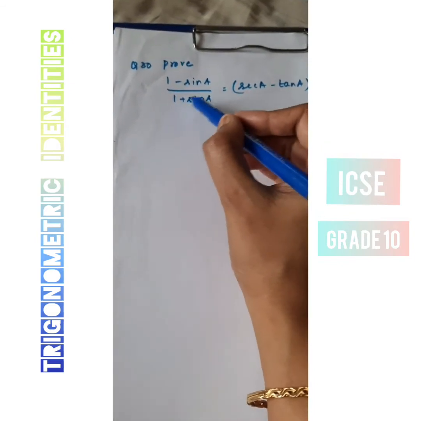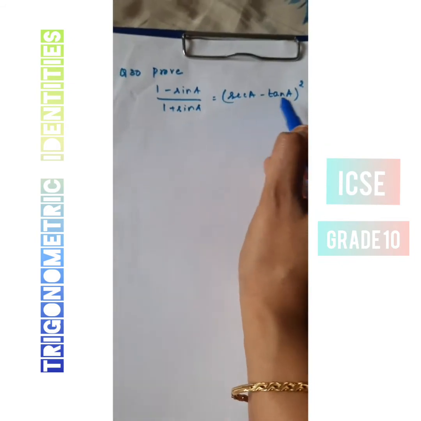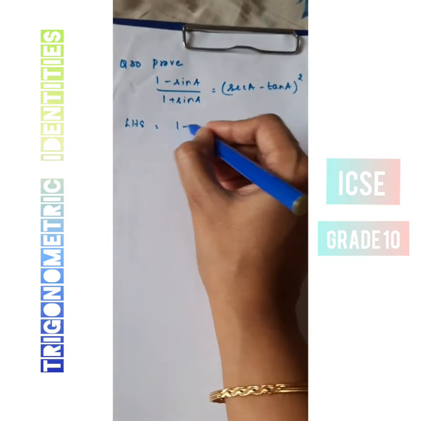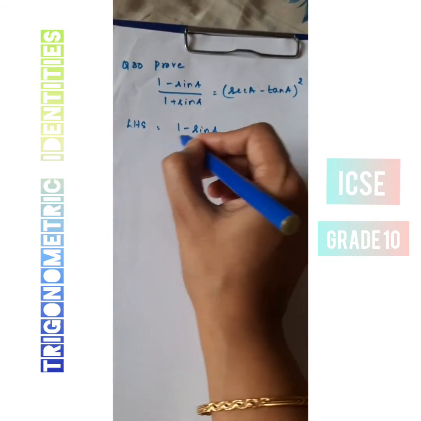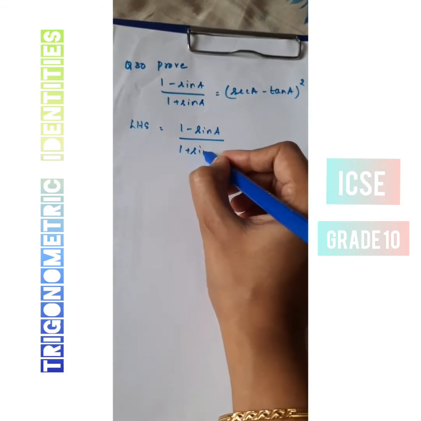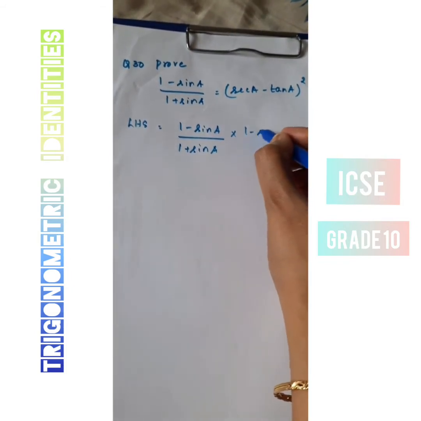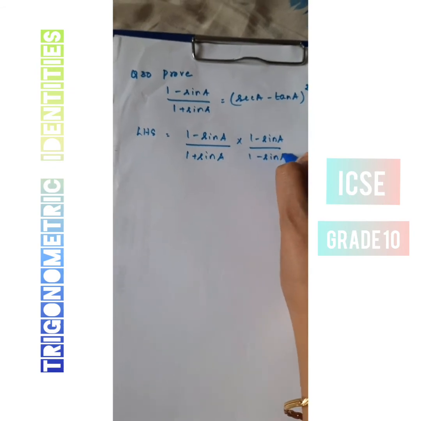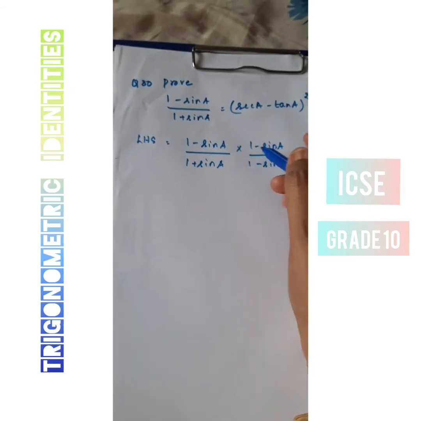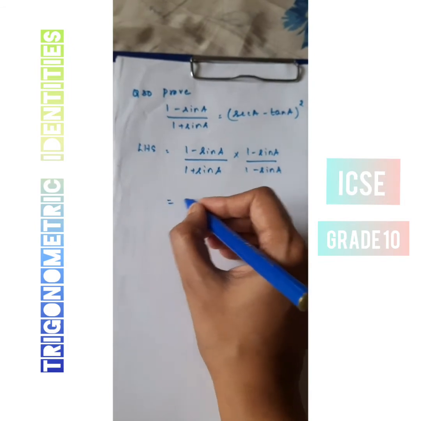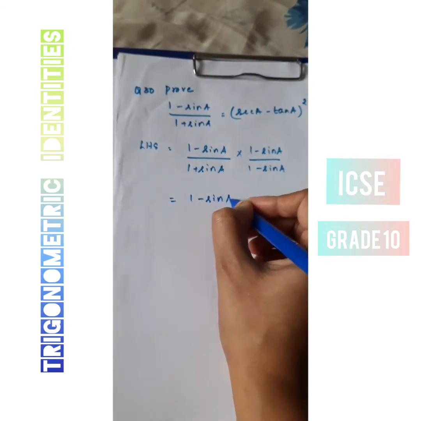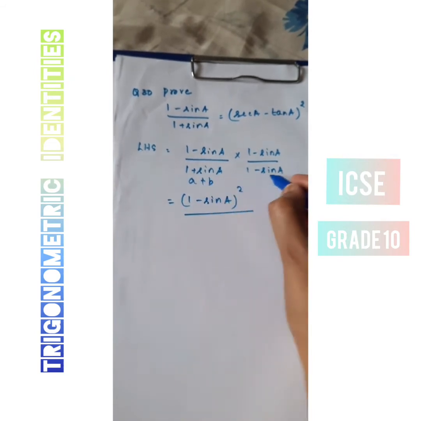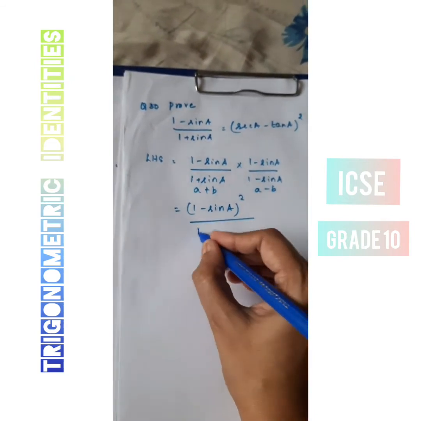Next question 30, 1 minus sine A by 1 plus sine A equal to secant A minus tan A whole square. So we can take the LHS and multiply it by 1 minus sine A and divide it by 1 minus sine A, which is actually just a kind of 1. So the numerator becomes 1 minus sine A whole square, and the denominator is of the form A plus B and A minus B, which is equal to A square minus B square.